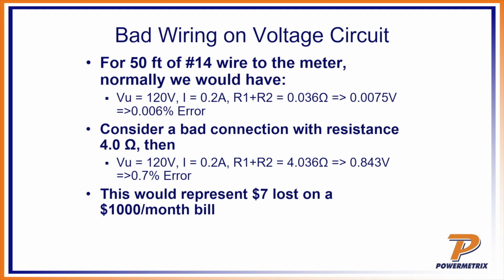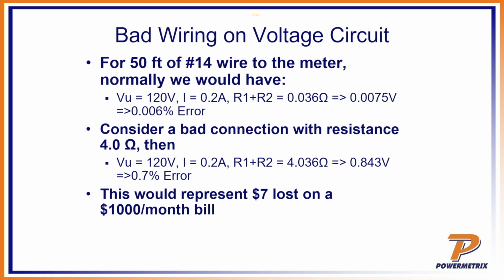Now consider a bad connection that increases my resistance by 4 ohms. So the voltage is still 120, my current is still 0.2, my resistance 1 and 2 are still 0.036, but I need to add in the 4 ohms due to a bad connection. That adds up to 0.843 volts, which is 0.7% error. Not 0.007%, but 0.7. That would be an increase of $7 lost on a $1,000 a month bill.